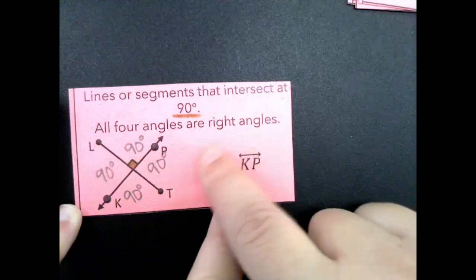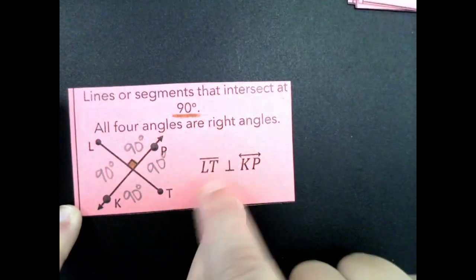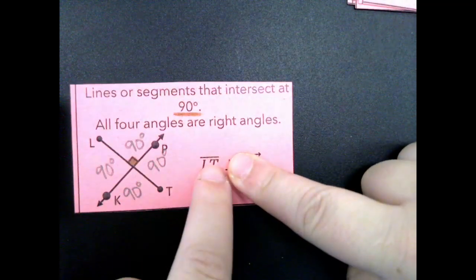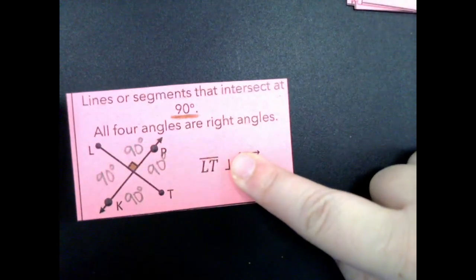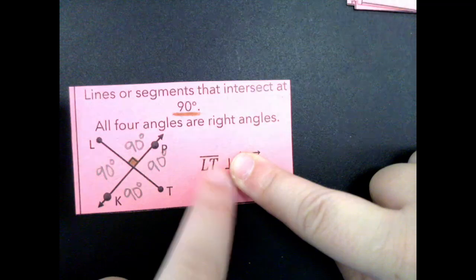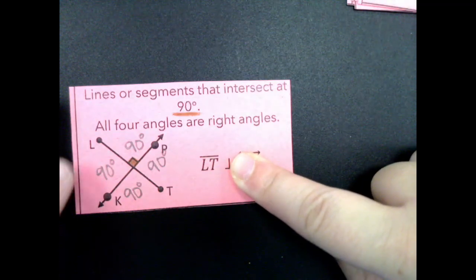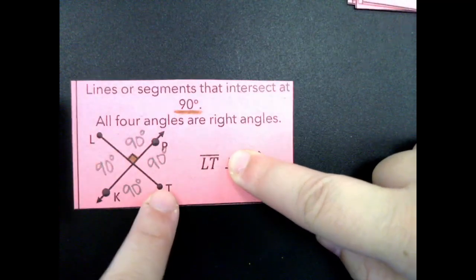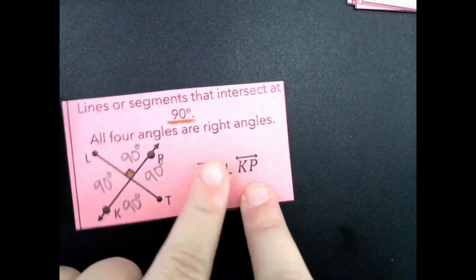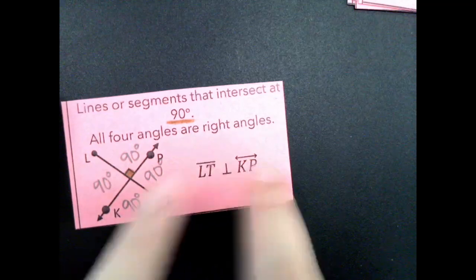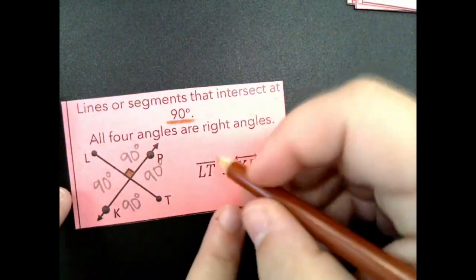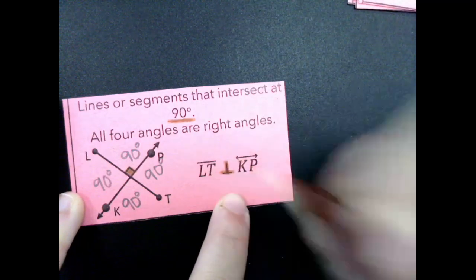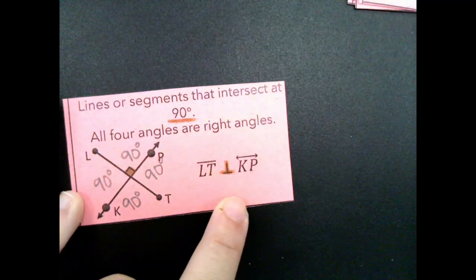Last part on this one: this is our symbol to say perpendicular. LT only has this above it. What does that part mean? Segment, good. So LT is a segment. It starts at L, it ends at T. And then what's this one? Line, good. Line KP, it goes through K and P. This middle symbol, like an upside down T, stands for is perpendicular to.